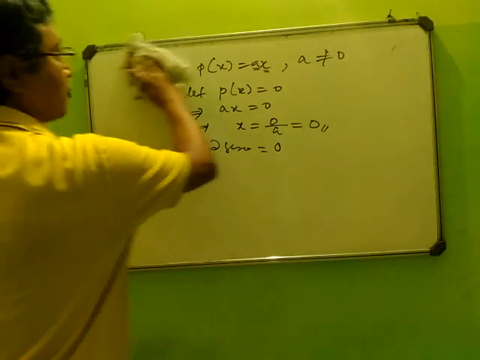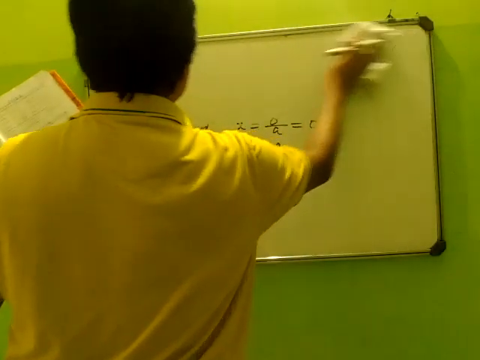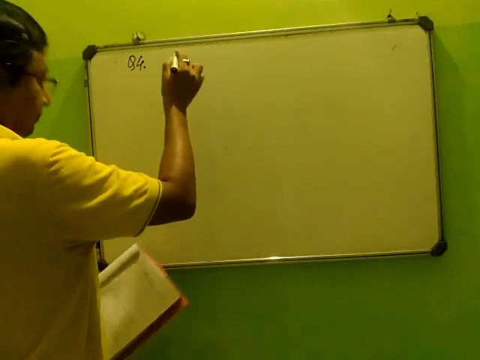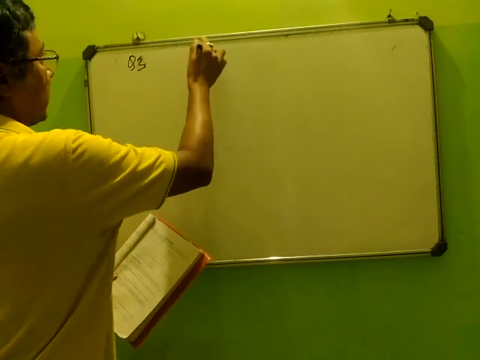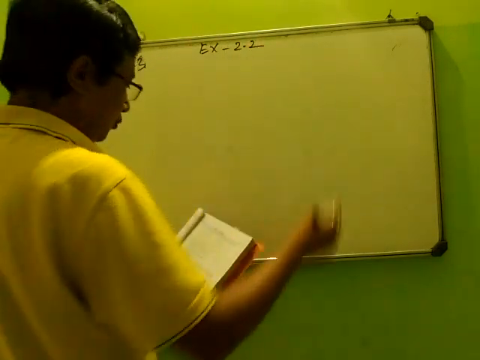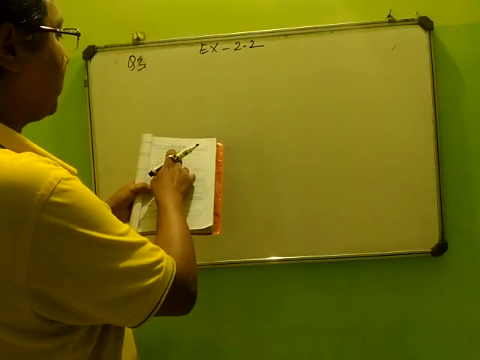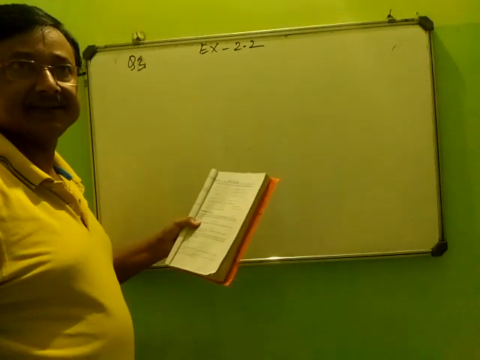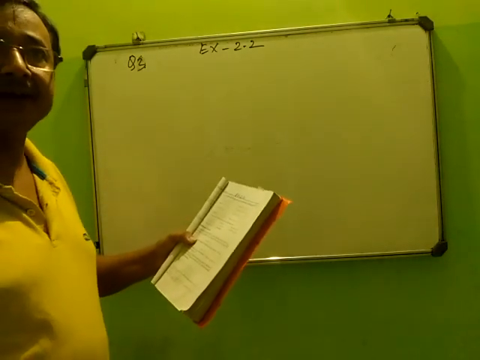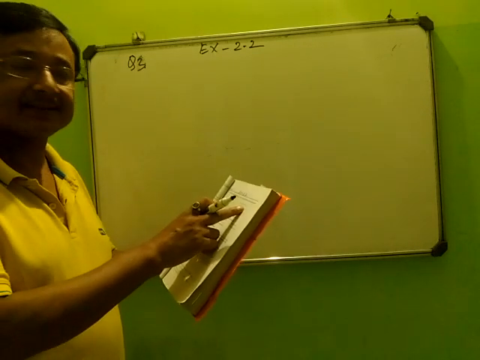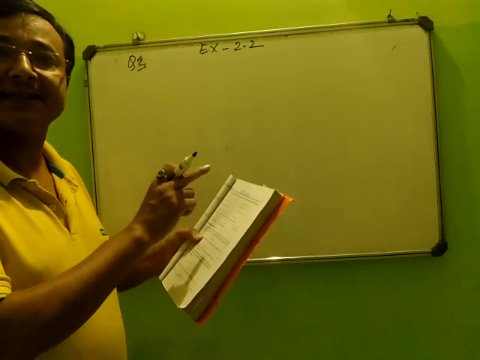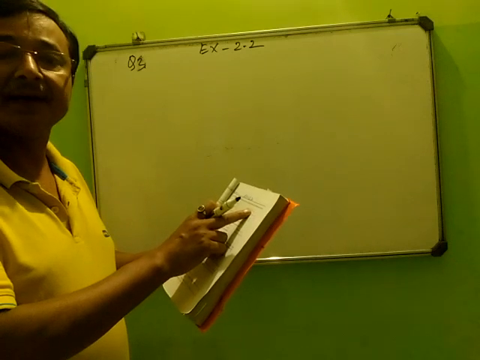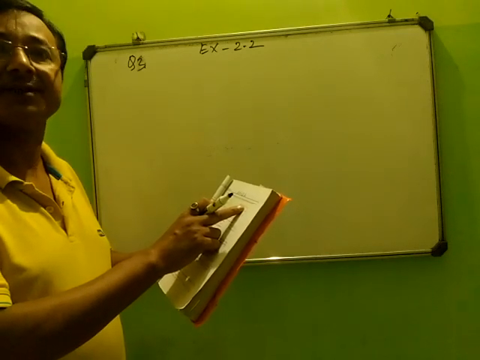We are coming to the next one, that is question 4, exercise 2.2. Verify whether the following are the zeros of the polynomial indicated against them. So you want to just check, just as you solve, and then you verify. Here they have given the values of x, and you are going to put that value of x in that particular equation, and if the value is 0, then that particular value will be the zero, which means it is the solution of that polynomial.